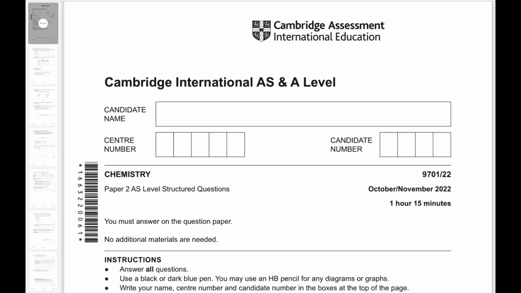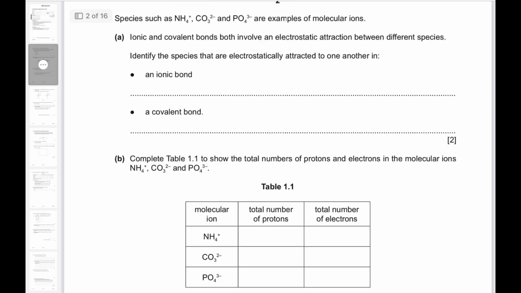Hello, this is Yashveen. In this video, I'll be solving paper 2 variant 2, October November 2022 AS level chemistry. Question 1. Species such as ammonium ion, carbonate, and phosphate ions are examples of molecular ions.